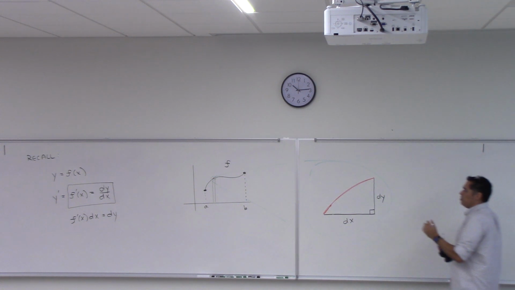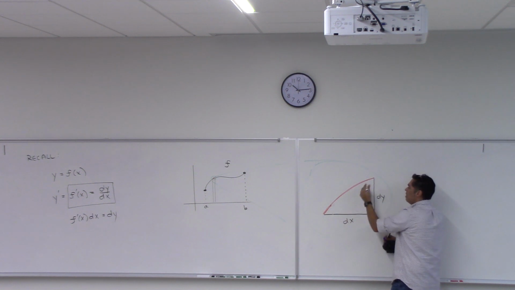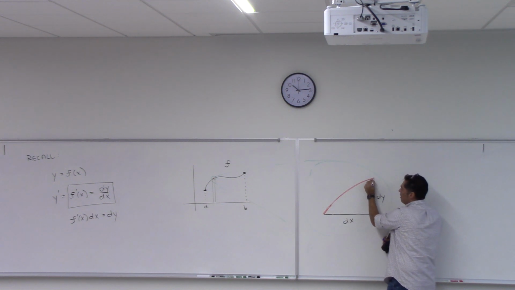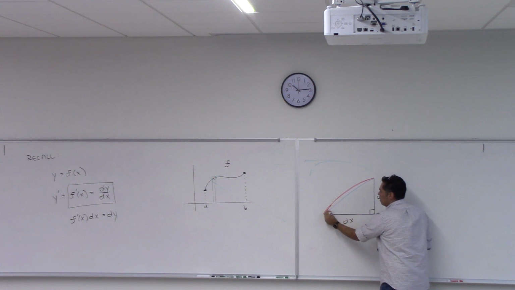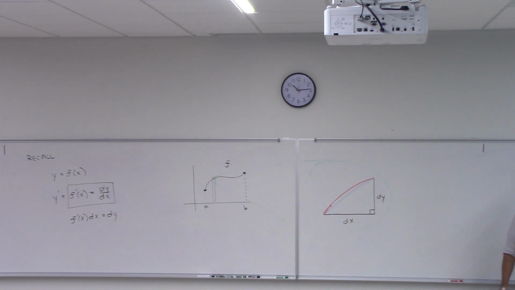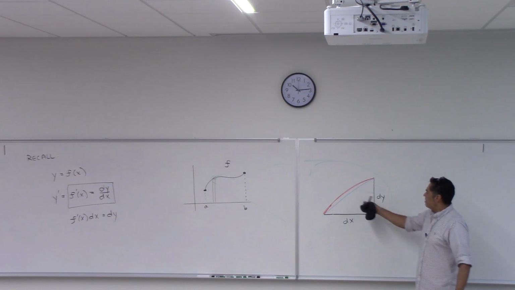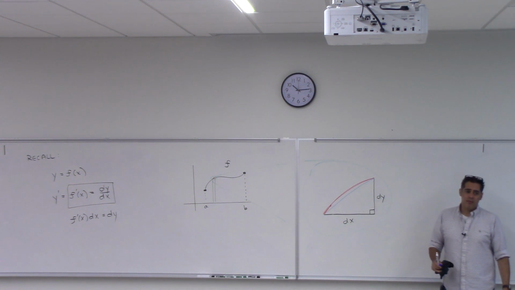So what I'm going to do is figure out the length of this red. It's an arc, right? It's curved. I'm going to approximate it with a straight line. Now I'm going to have error in that, right? Like the length of the blue is not the length of the red.